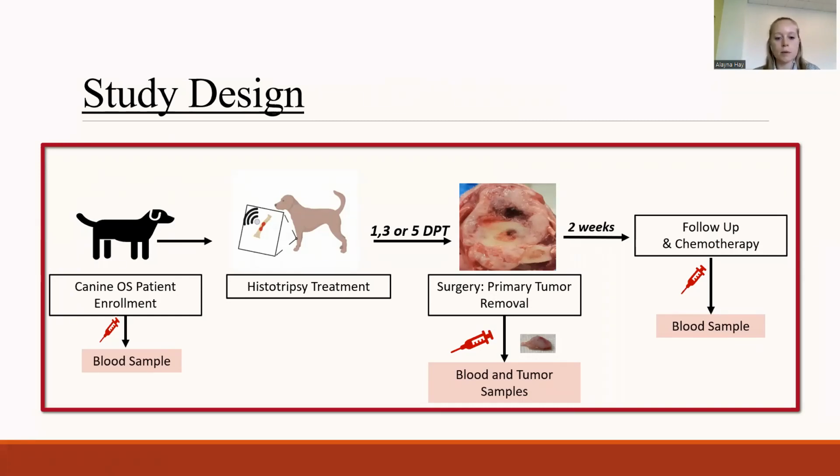Then, partial ablation of primary tumors was conducted with histotripsy, and then 1, 3, or 5 days post-treatment, the dogs underwent standard of care limb amputation surgery for the removal of their primary tumor. At this time, tumor samples from the treated and untreated regions of the tumor were collected for immune analysis. 2 weeks following surgery, patients returned for a follow-up visit. At these mentioned time points, blood samples were also collected for immune analysis.